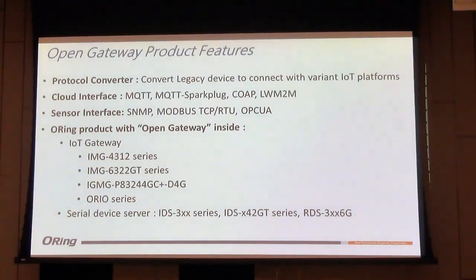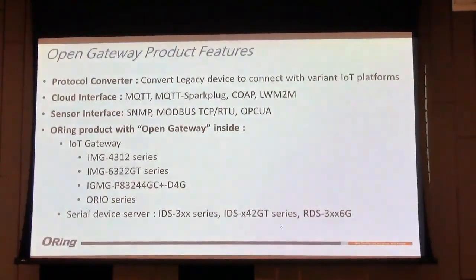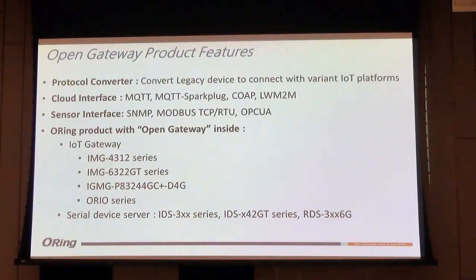It supports MQTT and MQTT Sparkplug and allows end-to-end. And with the end device, they support SNMP, Modbus TCP, and OPC UA. They have already been implemented in Oring gateways and device servers, including the IMG 4312 and the IMG 6312, 22GD, and IGMG, and all of the Oring serial products already have the open gateway function.